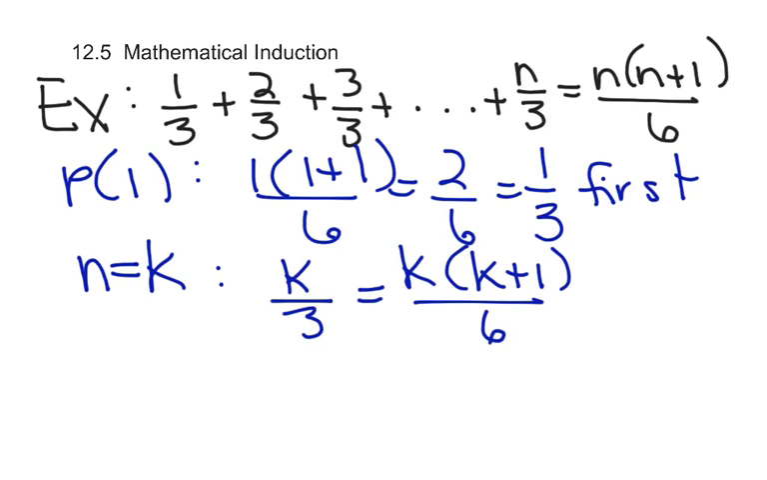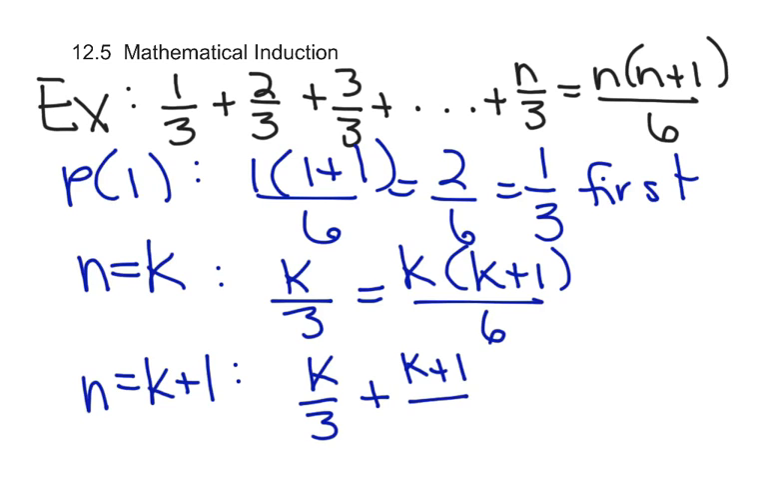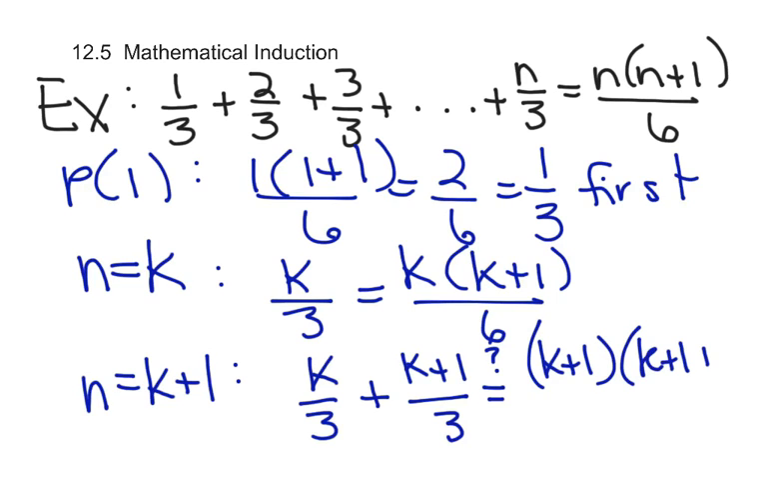If this is true, then I need to prove that it's also true for the next term in the sequence, which is k plus 1. So I take the sum for k, and I'm going to add it to the next term, which is k plus 1 over 3. And I want to prove that this equals k plus 1 times k plus 1 plus 1, all over 6. Where did the k plus 1s come from? I replaced any k with a k plus 1.